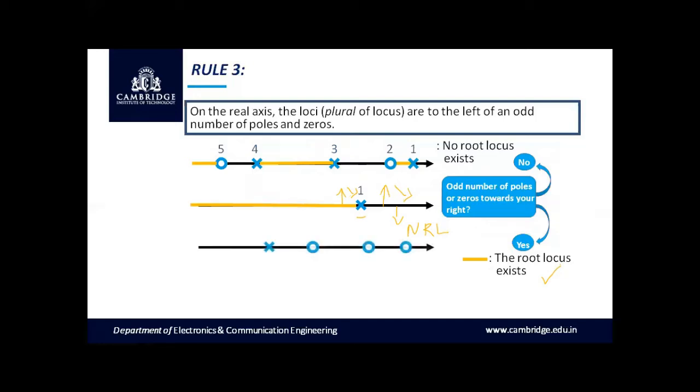Let us take one more example. 3 zeros and 1 pole. Again, you can ask the same question and we can identify that we have a total of 4, and root locus exists between 2 and 1 and between 4 and 3. Hope you have got a very clear idea with respect to rule number 3, as we have taken many examples to justify the statement.